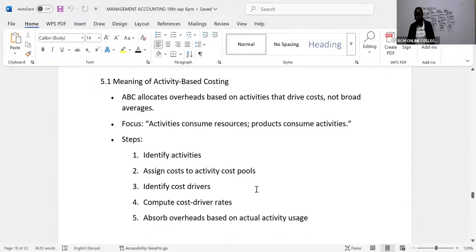I don't have to give you notes, right? So 5.1, and I'm finishing this topic today. That's why they call me the CPA Chief Ninja.